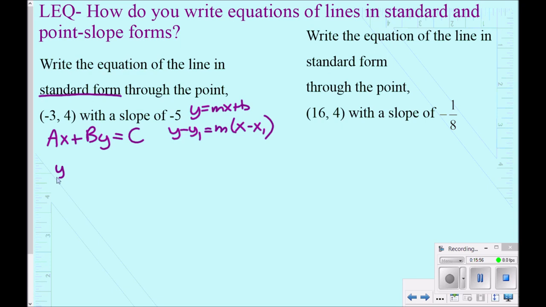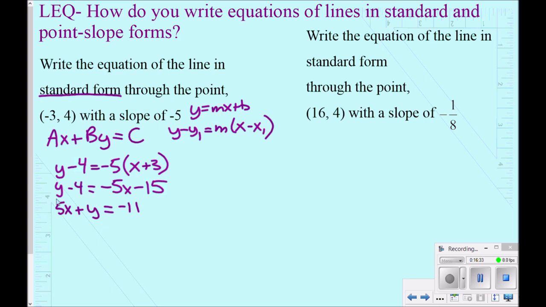So y minus 4 is the y value, equals m, the slope, -5, times the quantity of x minus -3, which is +3. So that would be point slope form if that's what it asked for, but it didn't. It asked for standard. So I'm going to keep going. Y minus 4 equals distributing the -5 gives me that. And then I need to get the 5x over and the 4 over. So adding 5x and adding 4 to each side gives me 5x plus y is equal to adding 4 to -15 gives me -11. And now I have standard form.